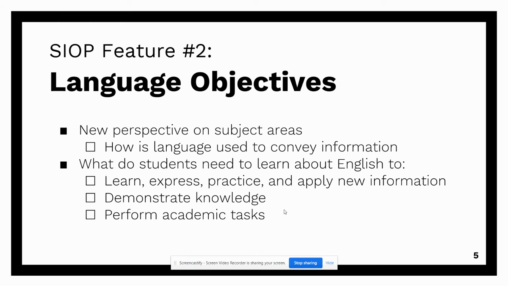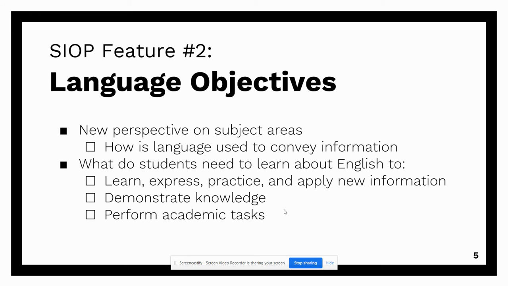And I think that this is the question, especially if you're not familiar or used to looking at language objectives, this is the question that's easiest to ask when you're taking like a broader look at your lesson. How is language being used to convey information here? And then that's how you kind of focus or narrow down your language objectives for the lesson.